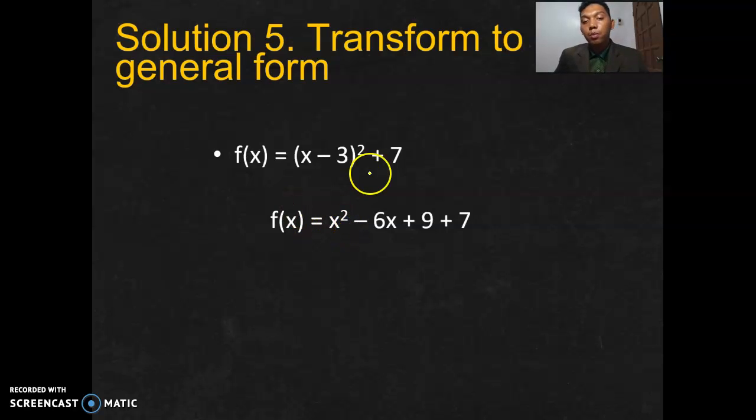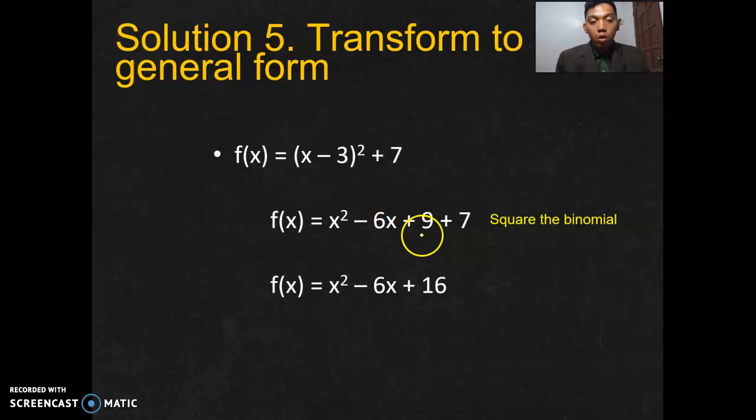In this part, since it's already expanded and the value of a is 1, there's nothing to multiply. Alright, so we now combine the like terms. So 9 plus 7, which is 16. So this is now the general form: f of x equal to x squared minus 6x plus 16. Right, let's go to the next example.